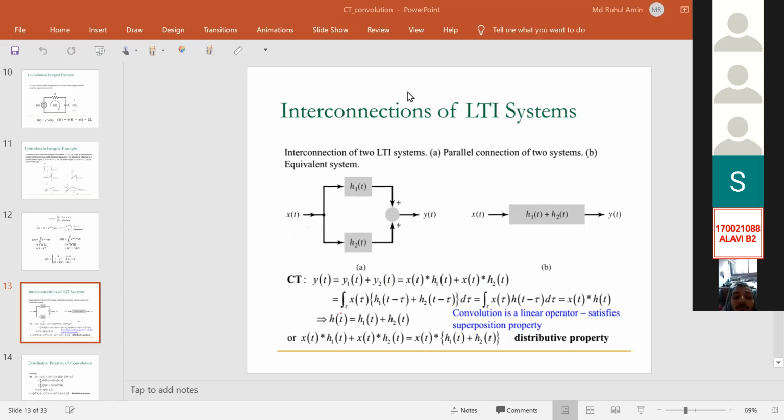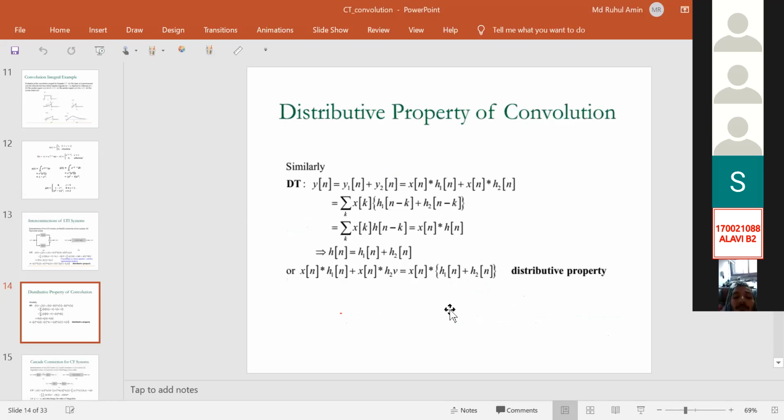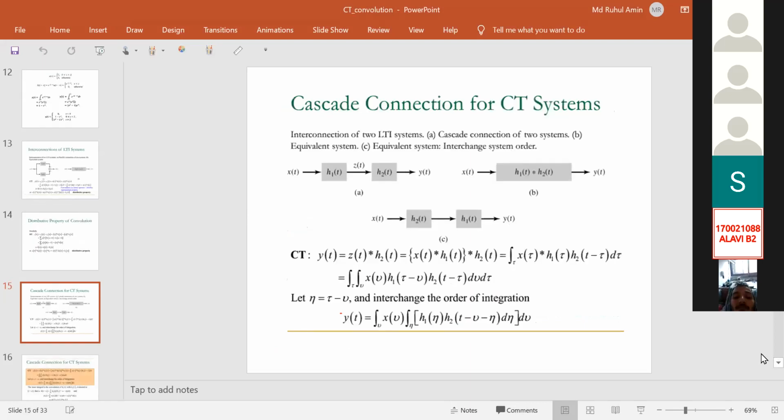Okay, the next property. This illustration is for the DT case. You try to look at it. The same property will be applicable for the DT case. This is the distributive case. Now, in this case, the output of one system is fed to another system. If we go in this way and calculate the output, you will see that your total output of the system will have something like this.